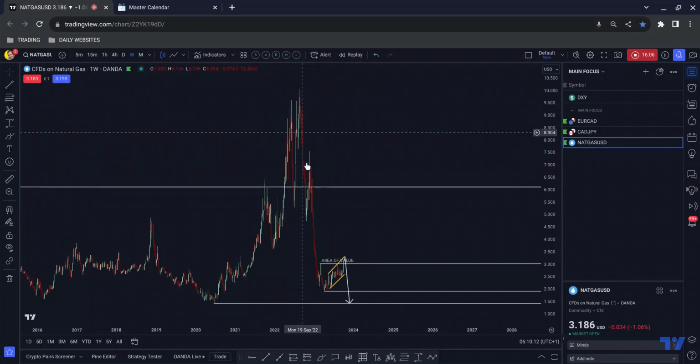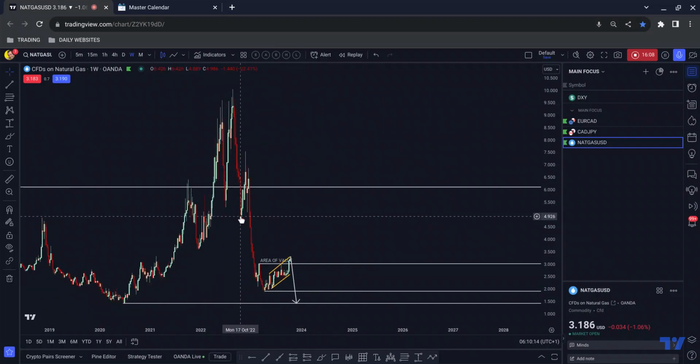It goes long. It comes down again. It then pushes up. But then we're anticipating by this point a move to the downside because we have this left shoulder, head, right shoulder. We do push to the downside. We break the neckline.